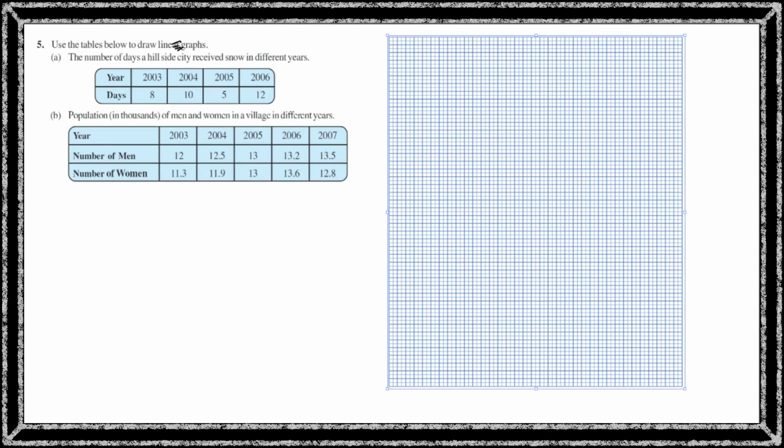Let's look at the first one first. So I have a graph paper here. First, I'm going to decide what is on my x-axis and what is on my y-axis. Clearly, years on x-axis, days on y-axis. The number of days a hillside city received snow in different years. So I have 4 years, 2003, 2004, 2005 and 2006, right?